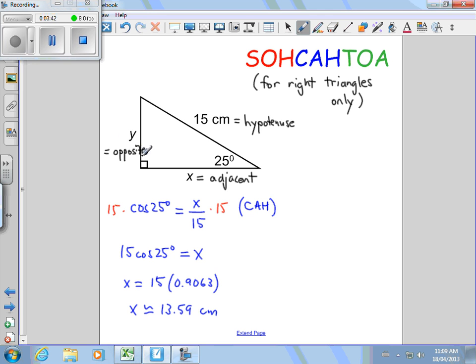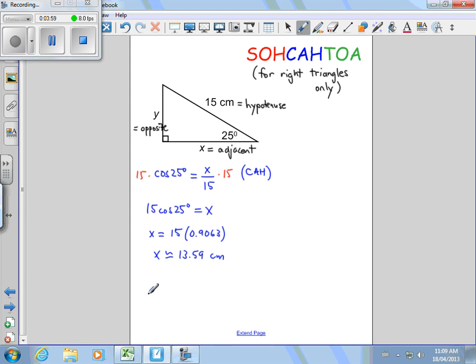Good. Let's do the same thing for y. So if I'm looking at y, it is opposite my 25 degrees. I'm again going to use the given measurement, which is 15. Which trig ratio is best for opposite and hypotenuse? Opposite hypotenuse is the sine ratio. So I'm going to write that the sine of 25 degrees is equal to the opposite side, in this case y, divided by the hypotenuse.